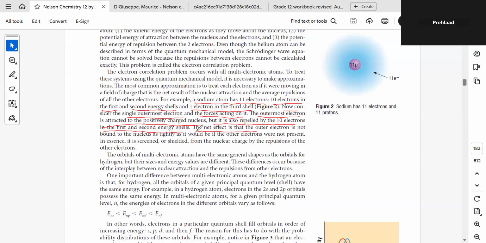The net effect is that the outer electron is not bound to the nucleus as tightly as it would be if the other electrons were not present. In essence, it is screened or shielded from the nuclear charge by the repulsion of the other electrons.